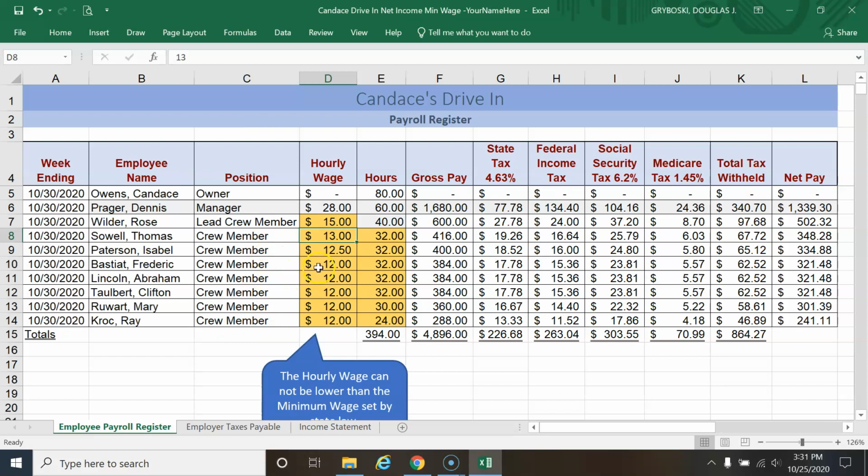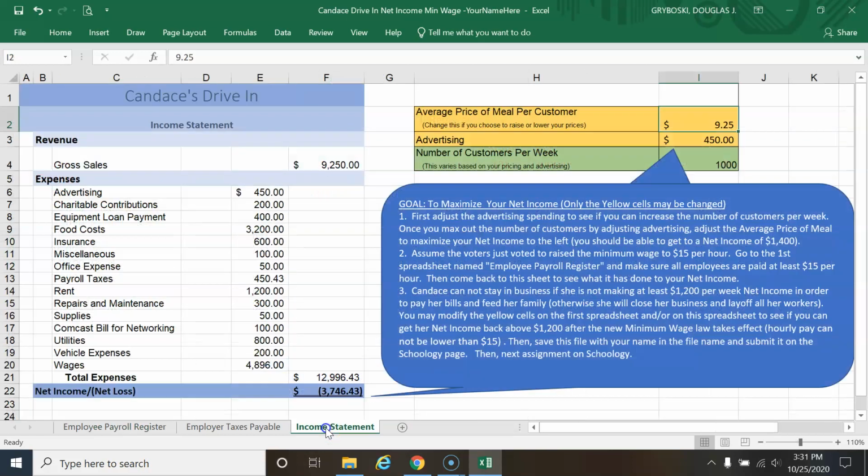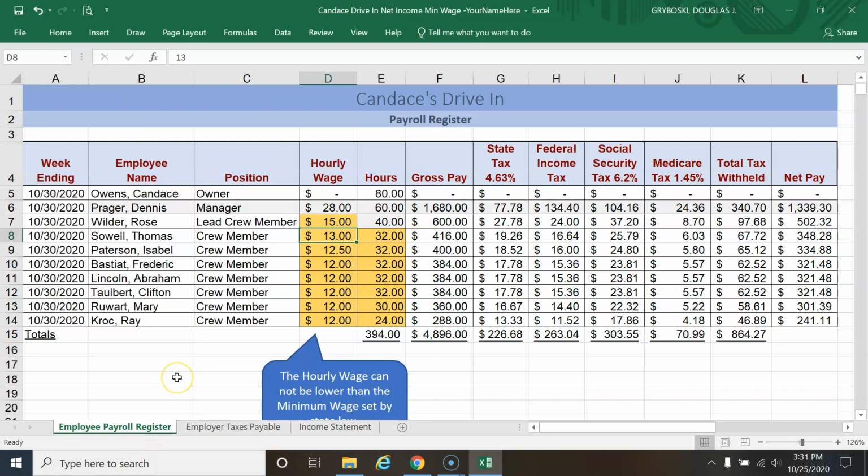And notice most of them are making minimum wage, which is $12 an hour. And some of them that have been there longer maybe make a little more, $12.50, $13, and then the lead crew members $15. And then you got a manager making $28 an hour. And then the owner, she does not pay herself. She chooses to get paid based on the income statement here. Net income, net loss. And so that's where she gets her revenue, because she's the owner.